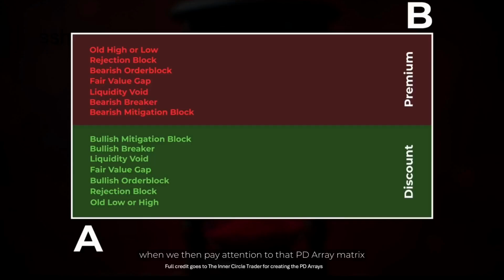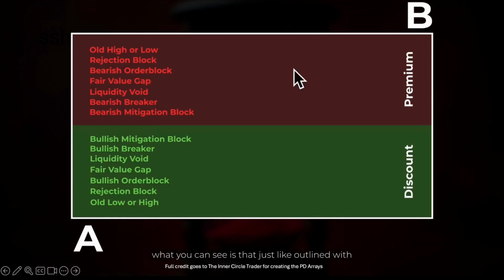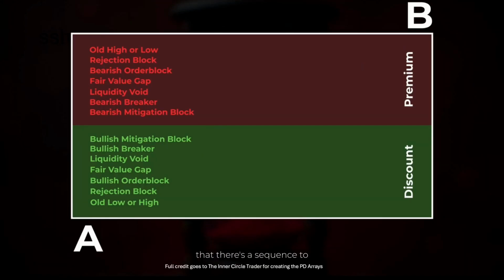When we then pay attention to that PD array matrix one more time, what you can see is that within this schematic, I've now replaced where the A and B are. Notice that A is now on the bottom left and B is on the top right. What you can see is that, just like I outlined with regards to the bearish example of the premium array creations, there's a sequence to the creation of the discount arrays. Therefore, your job is to investigate whether or not you're able to recognize this sequence.